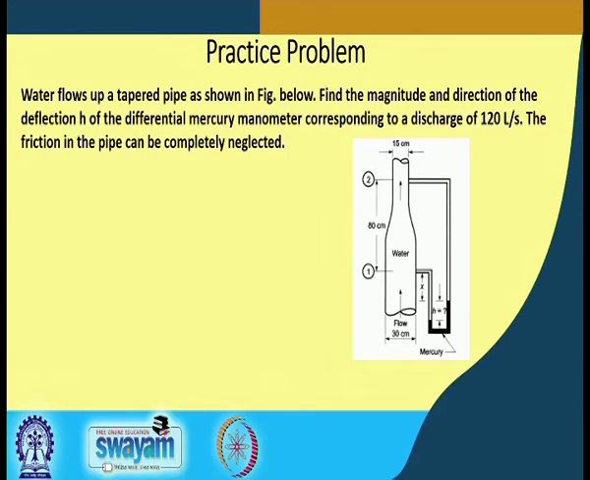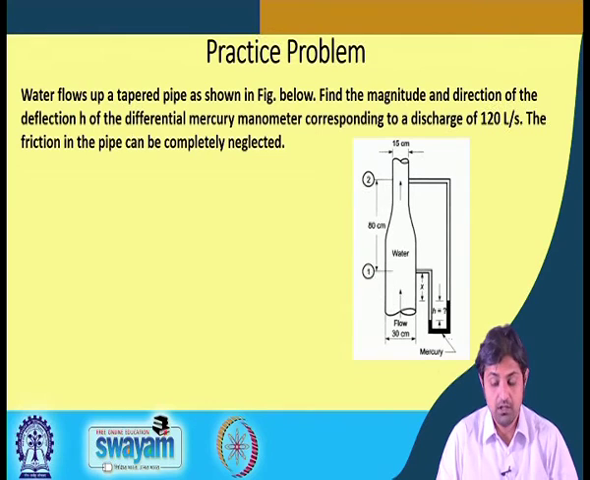Welcome back. We are going to start this lecture by solving the practice problem where we ended our last lecture. The problem goes like this: water flows up a tapered pipe as shown in the figure below. Find the magnitude and direction of the deflection H of the differential mercury manometer corresponding to a discharge of 120 liters per second. The friction in the pipe can be completely neglected.